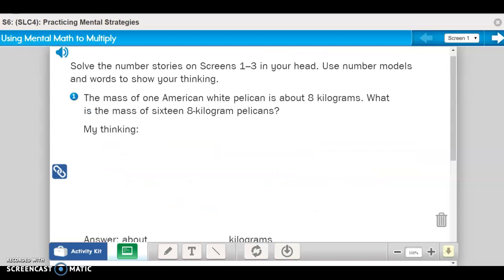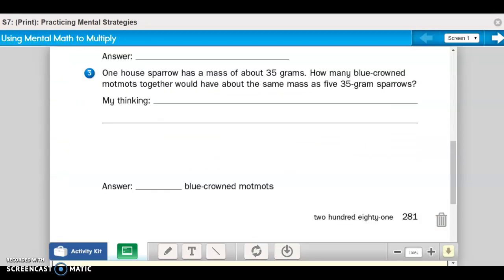Now let's look at number 3. Number 3 says one house sparrow has a mass of about 35 grams. How many blue-crowned motmots would together have about the same mass as 5 35-gram sparrows? So you'll need to find the mass of 5 35-gram sparrows. Then look on your map on pages 277 and 278, find the motmot. See how many motmots together would have about that same mass as the 5 35-gram sparrows. Pause the video. Once you have your answer, come back and we'll check it together. Remember, mental math first.